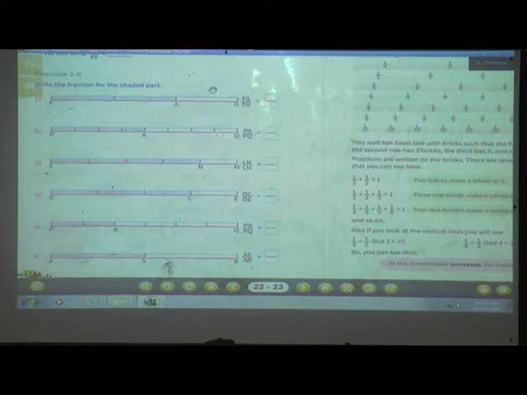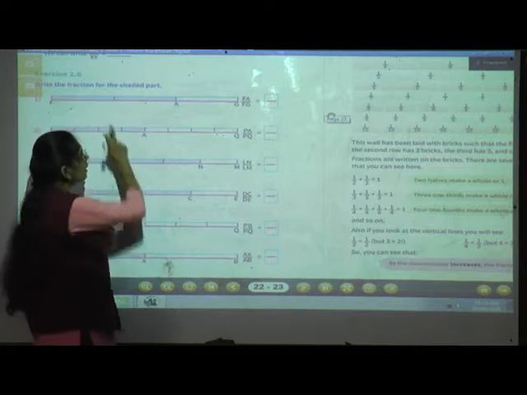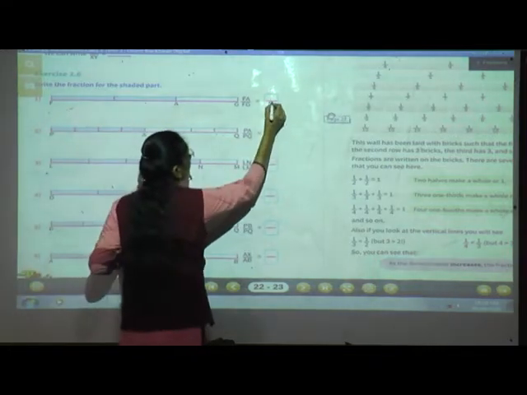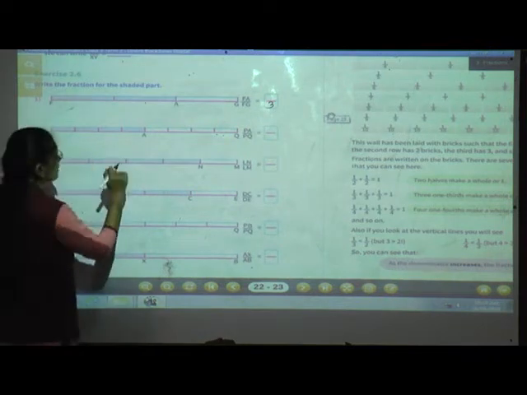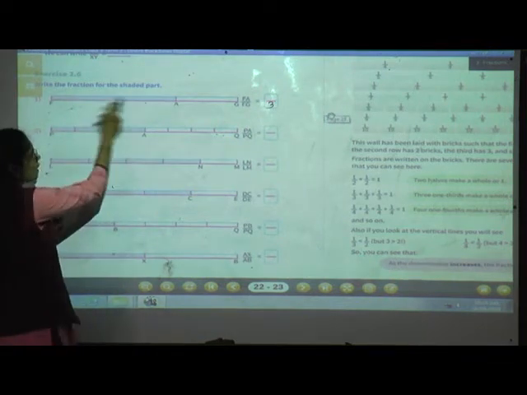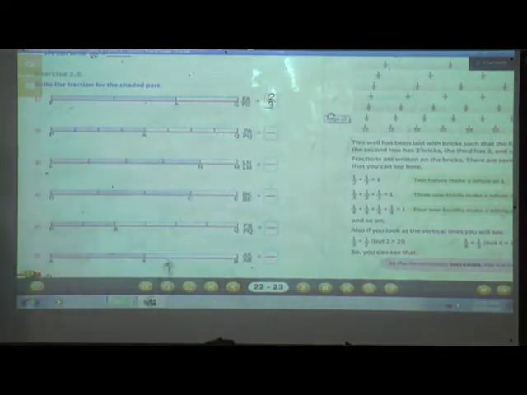Okay, see the first example. Here this whole is divided into how many parts? Here you can see total parts 1, 2, 3. This FG means total parts. How many parts are there in FG? There are 3 parts. And out of that 3 parts, how many parts are shaded? 1, 2 parts are shaded. So FA is equal to what? 2, and the fraction is 2 by 3.